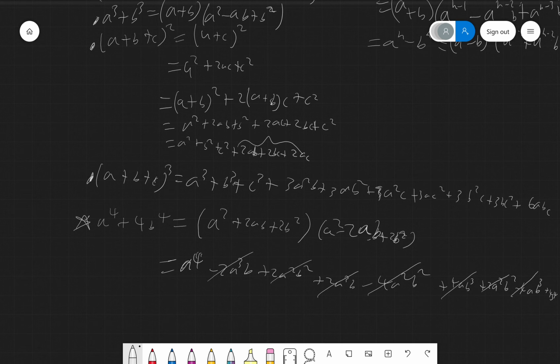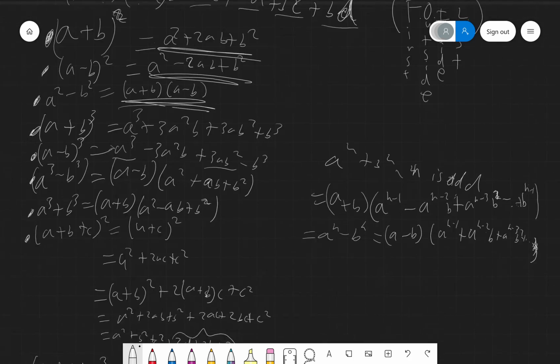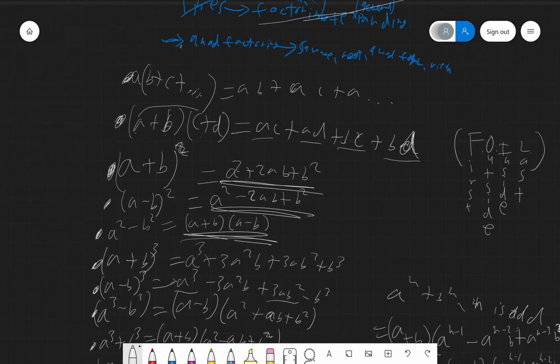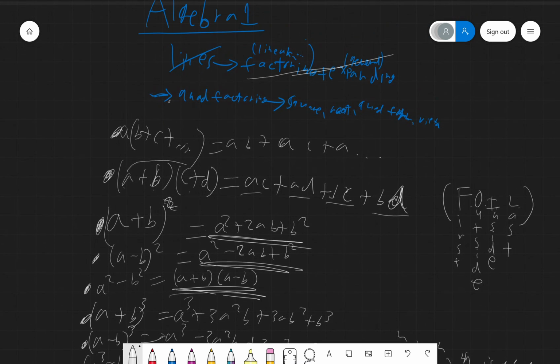This one actually comes up a lot in Algebra 2, in competition algebra, and in pre-calc. If there's more, I'll let you know, but other than that, that's it. These are the special ones that you should at least try to memorize. But the key is understanding, right?